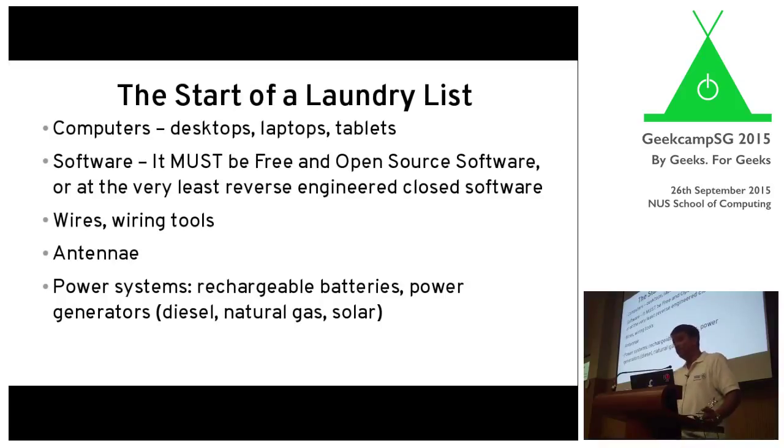I may need some wiring tools. Scissors are fine. We are in an emergency situation right now, right? We may need antennas, but if it is a small enough room, maybe not so critical. But we still need something. We also need power systems. Batteries, generators, diesel generators, solar panels, heck, even a liquid thorium reactor if you have one.